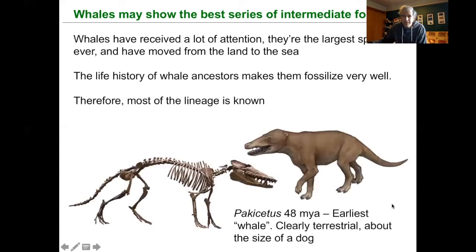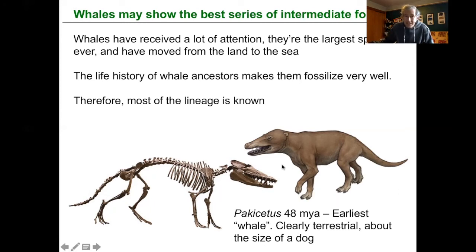So the earliest, for want of a better word, whale that exists is this species called Pakicetus. It's called Pakicetus because it was first found in Pakistan. The fossils of this are seen about 48 million years ago. It is considered the earliest whale. But this species is not what we would think of as a modern whale in any way, shape, or form.